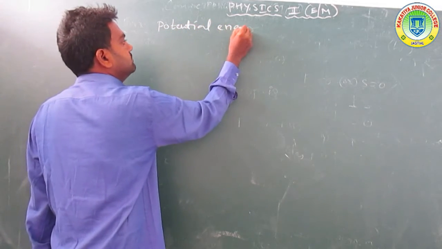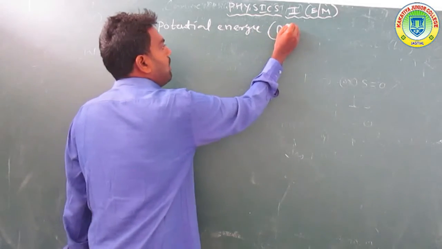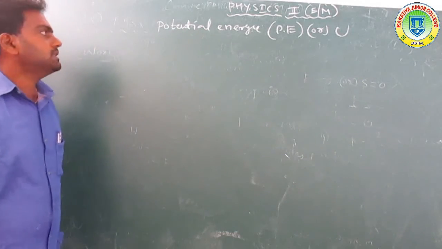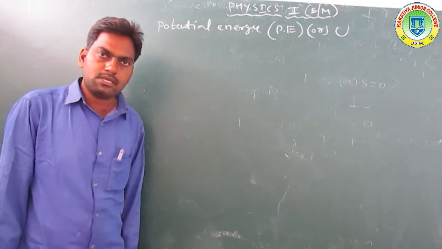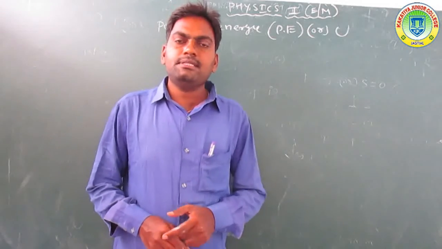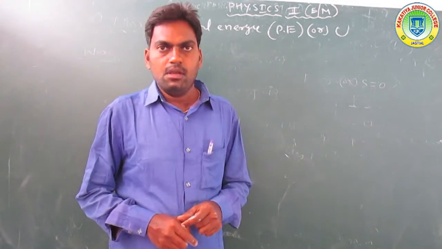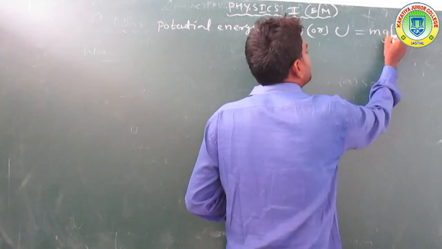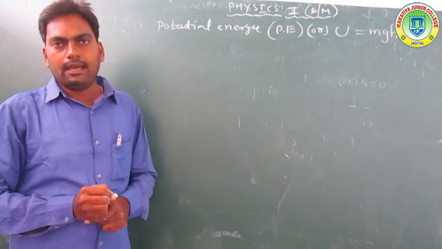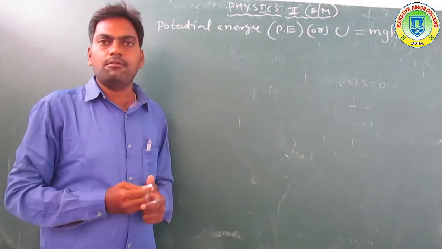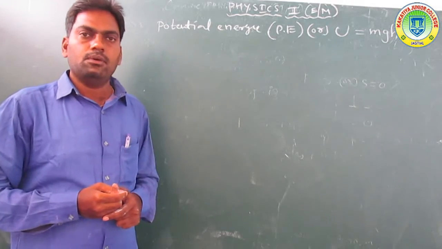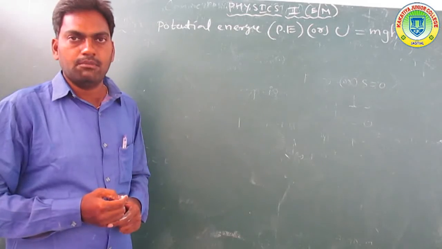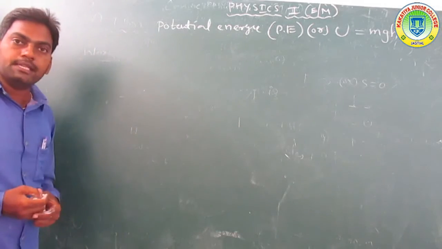Potential energy, denoted by P.E. or also by U. What is potential energy and how do we derive its equation? The equation of potential energy is mgh, where m is the mass, g is the gravity, and h is the height. So U, or P.E., is equal to mgh.